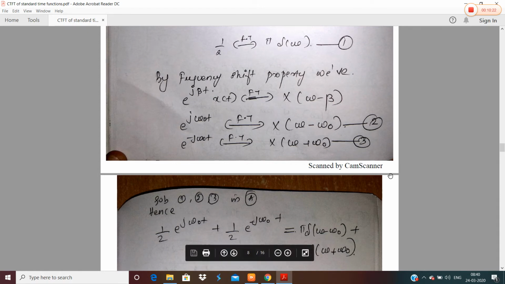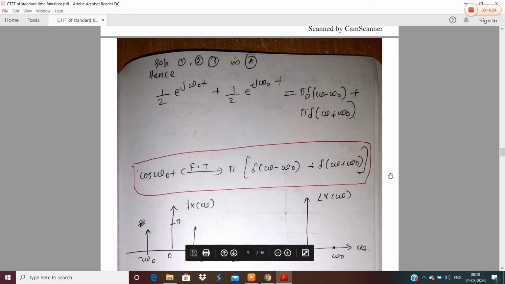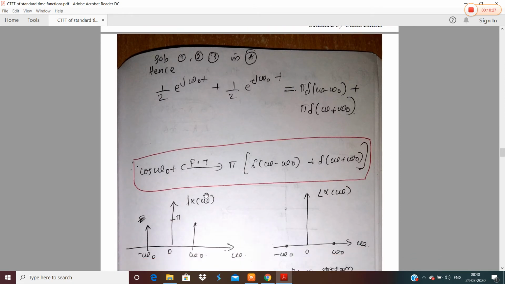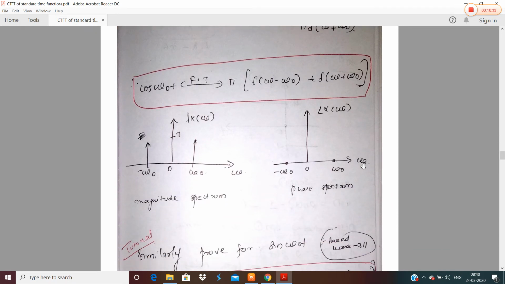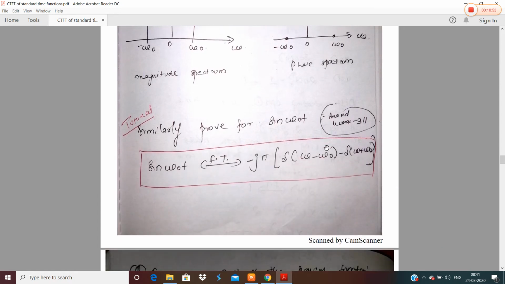Hence you can say that the CTFT of cos omega naught t is, taking the pi outside, delta of omega minus omega naught plus delta of omega plus omega naught, and you can plot it also here. Here also you have an impulse, and here also an impulse. These are impulses shifted by an amount of plus and minus omega naught with an amplitude of pi. That is what is mentioned here, and here the phase spectrum comes like this. Okay, hope it's clear. In the same way we can prove it for sin omega naught t also.